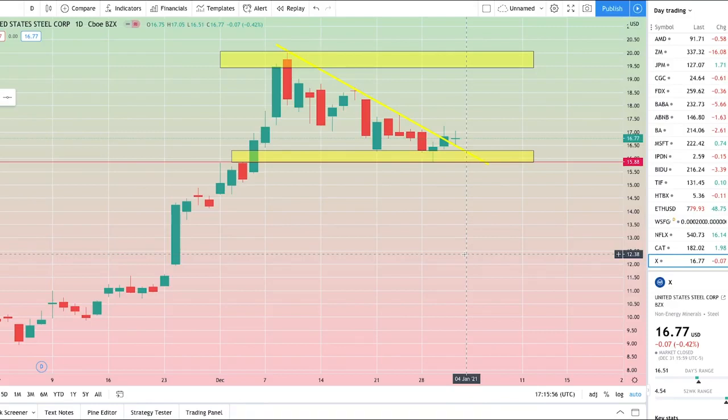But you can also spot these sort of ranges and patterns on any time frame. Obviously the bigger the time frame, the bigger the move, guys. So I would stick to the bigger time frames if you're looking to maximize these bigger movements in trades.